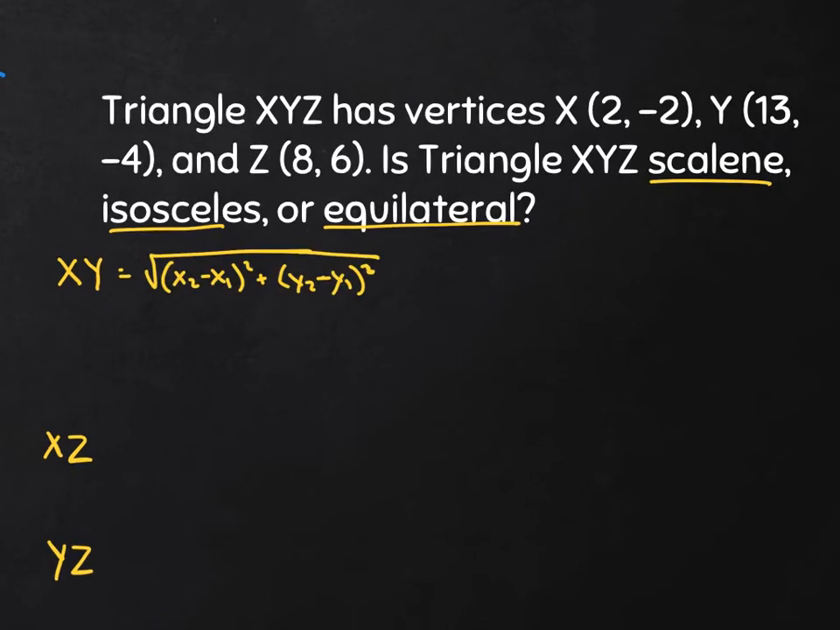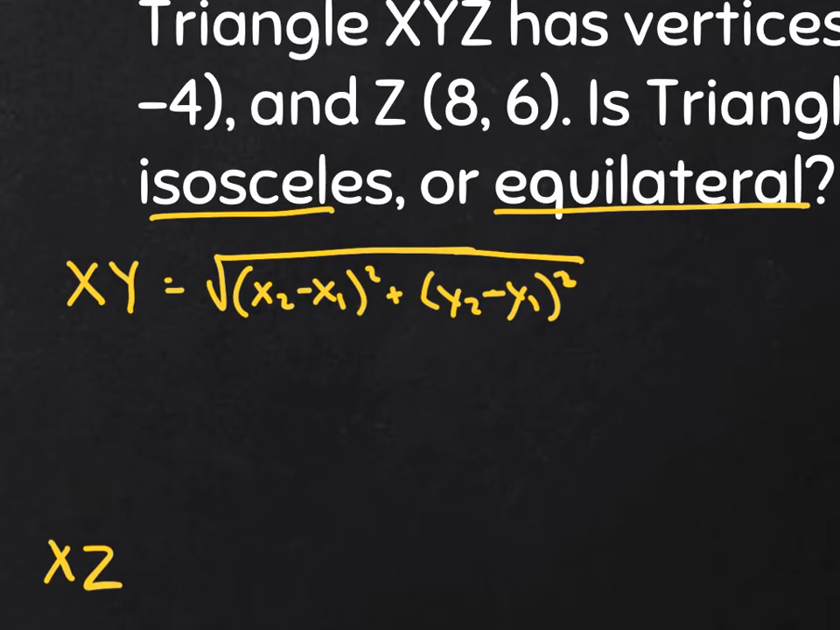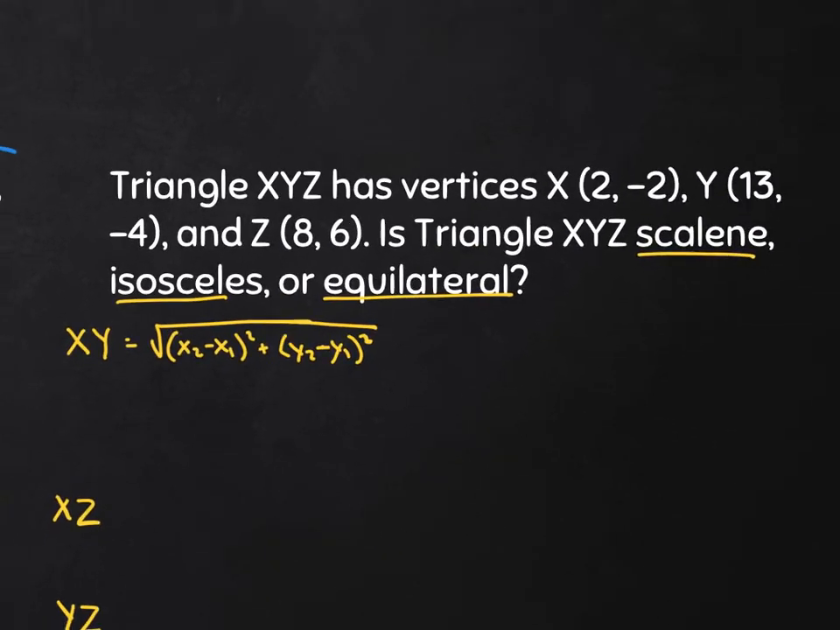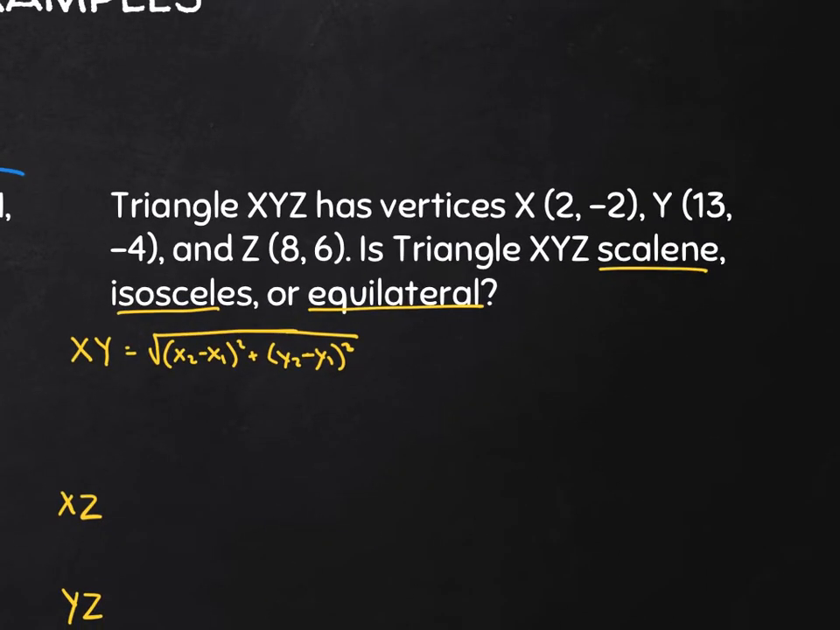So I'm going to start with my formula. I'm subtracting my x's, subtracting my y's, squaring each, adding them up, and then taking the square root. For XY, I'm using (2, 2) and (13, -4). So I'm looking at my x values first, from 2 to 13.